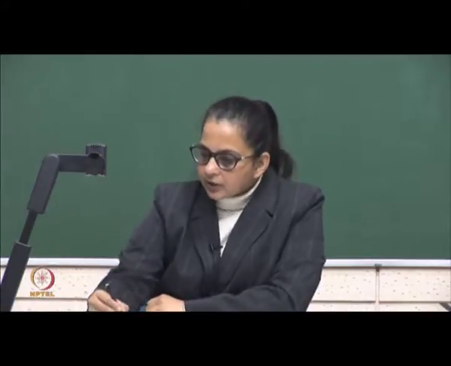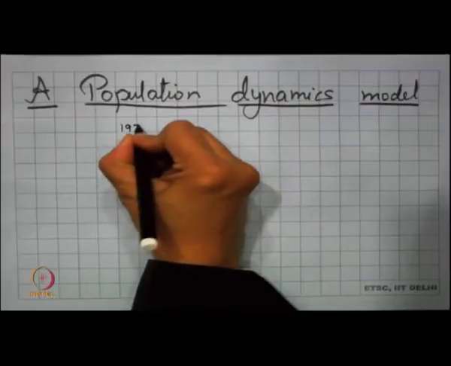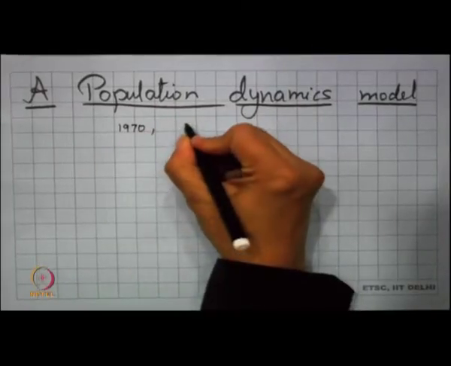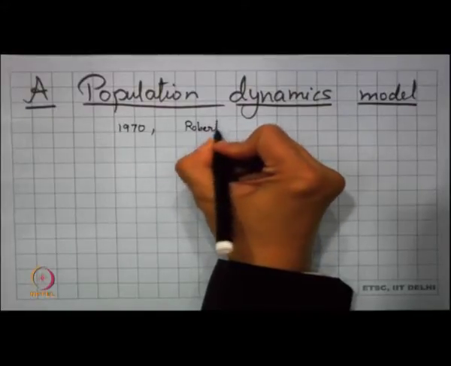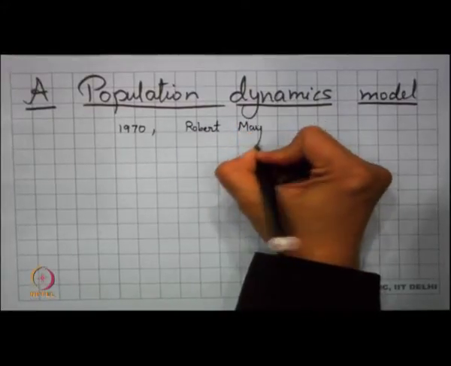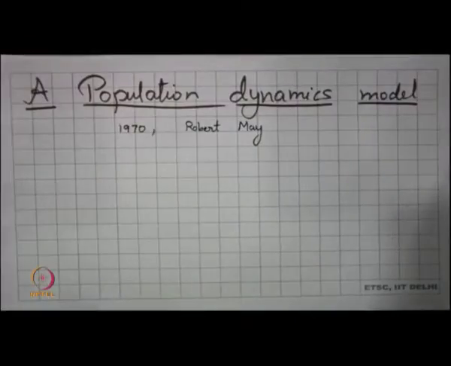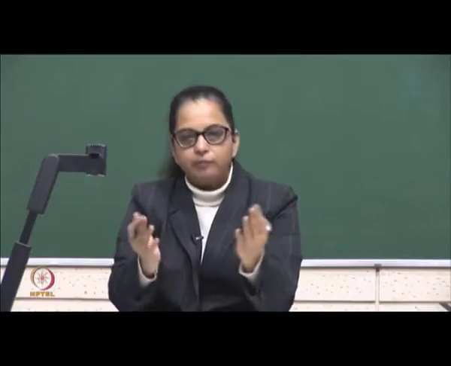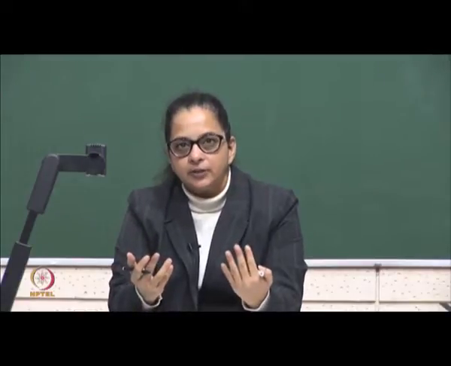So, it all started in 1970 when Robert May proposed a mathematical model to study the complex behavior exhibited by the growth of population in certain biological species.